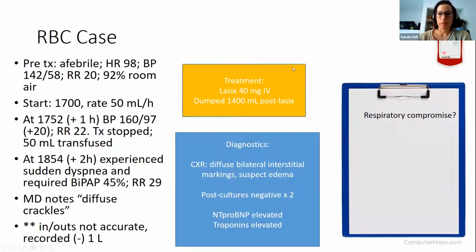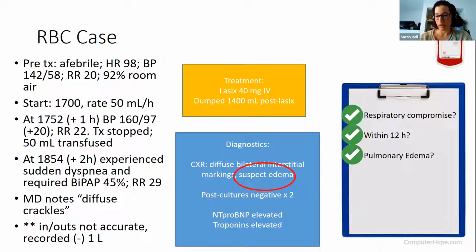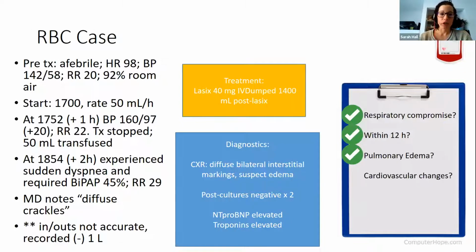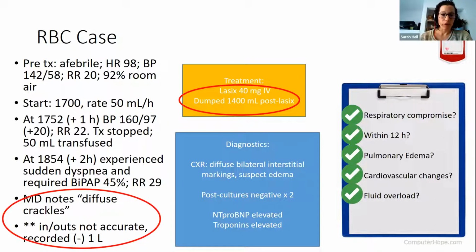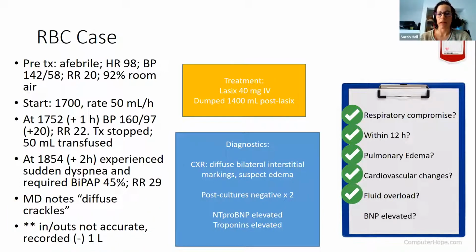So let's go through this. This is actually how I assess my cases when I'm going through a case of suspected transfusion reaction. I make myself a little checklist. Did this patient have respiratory compromise? Yes, definitely. Was this within 12 hours of transfusion? Absolutely. Was there evidence of pulmonary edema? We saw that on the chest x-ray. Were there cardiovascular changes? Yes. Blood pressure jumped up 20, although generally our threshold is actually jumping up 40. There were changes. Was there evidence of fluid overload? Yes, both because she was responsive to the Lasix and the new presentation of the diffuse crackles, also keeping in mind that the documentation perhaps was not accurate in this case. And was BNP elevated? Yes, definitely.